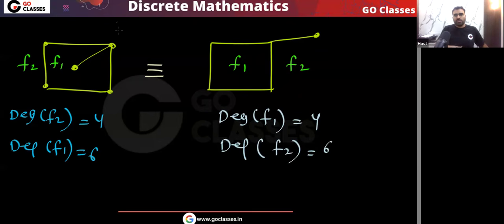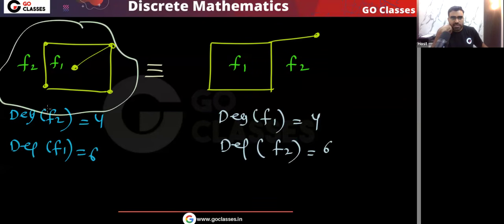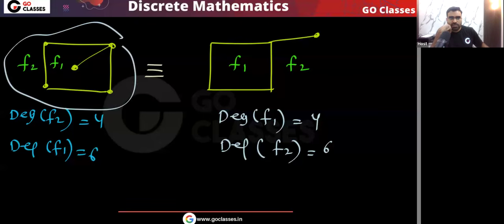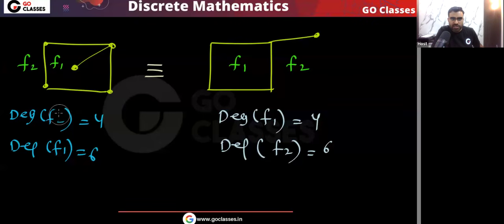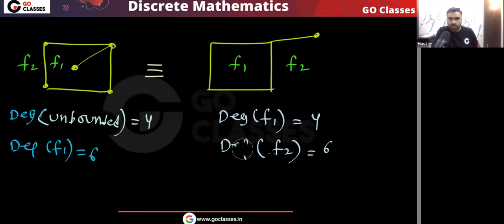Is this clear? So here, remember, here unbounded region has degree 4. Okay, I hope you understood. Here degree of unbounded region, you can see that here degree of unbounded region, that is basically 4. And here degree of unbounded region is 6.